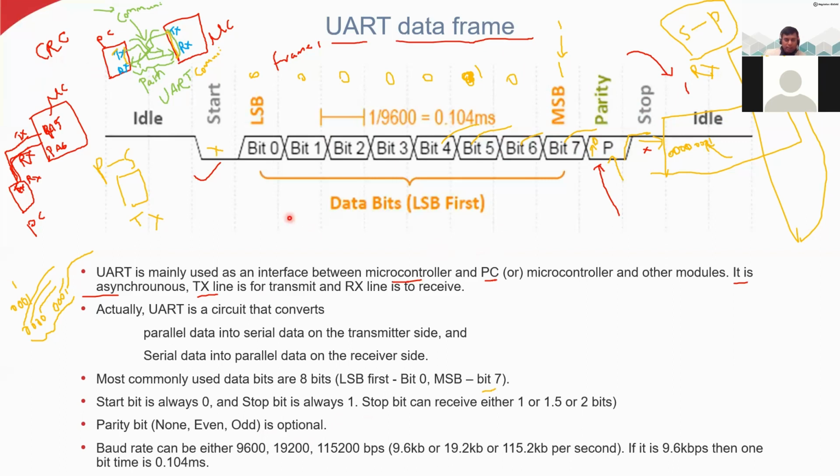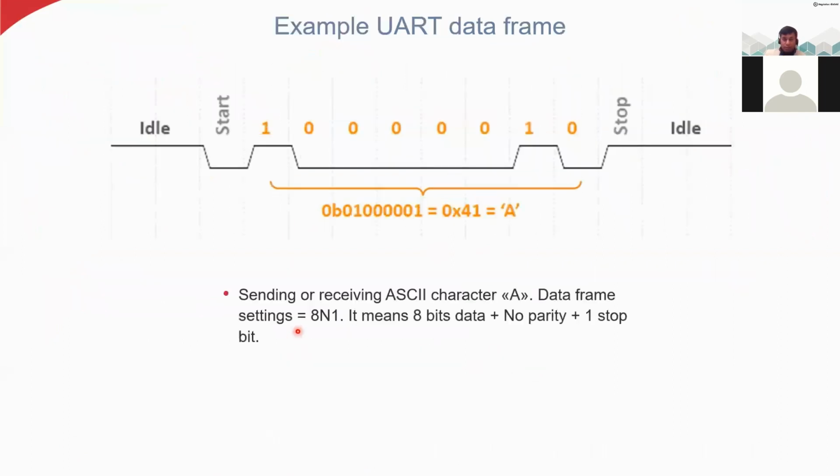So we send the data frame like this through UART mode. The baud rate can be either 9600, 19200, or 115200 bits per second. So you can set up the baud rate. We had seen what baud rate means and its definition last semester, I'm sure we had seen the detail of that.